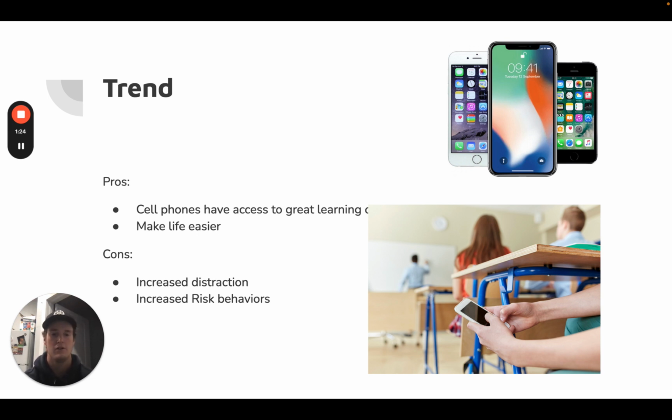Some cons: increased distractions, students texting all the time, messaging, always on social media, which comes along with increased risky behavior. So students are seen indulging in those risky behaviors because of cell phones, because access to people is so common.